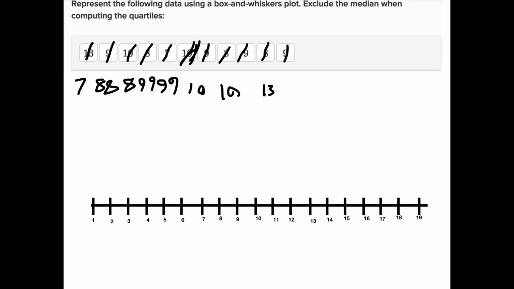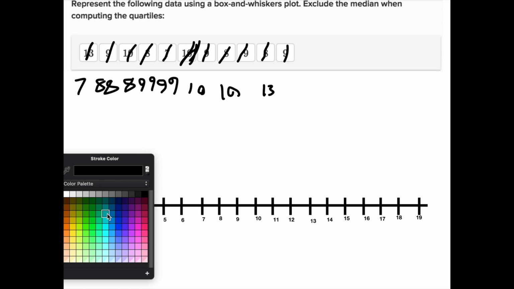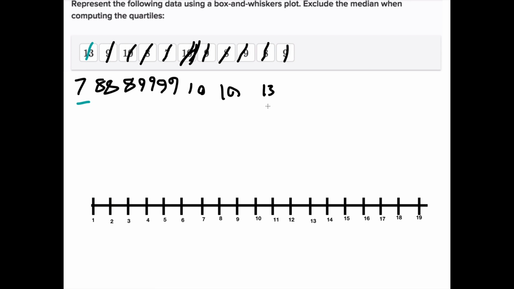Okay, now the two outlier points, kind of, are 7 and 13. So we have to put those on. So 7 is right here, so I'm going to put it right here. And 13 is over here, so I'm going to put a point right there as well. Okay. So now let's make the box and whisker. Let's make the box now.